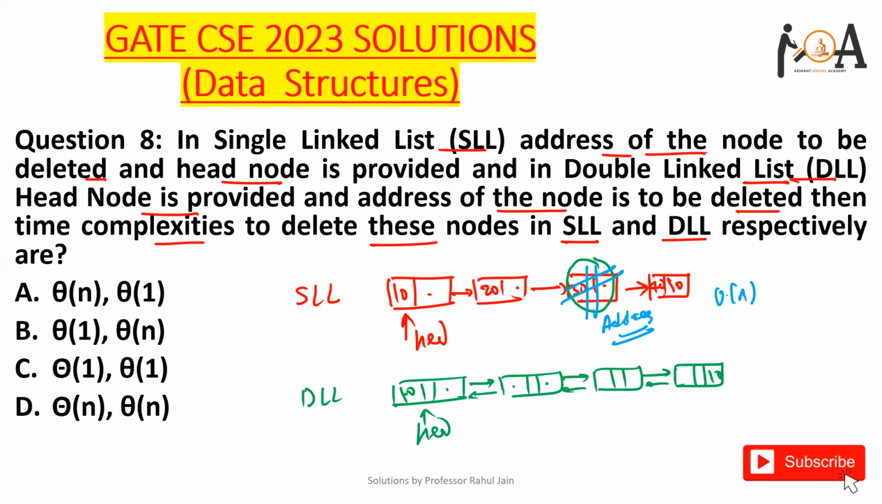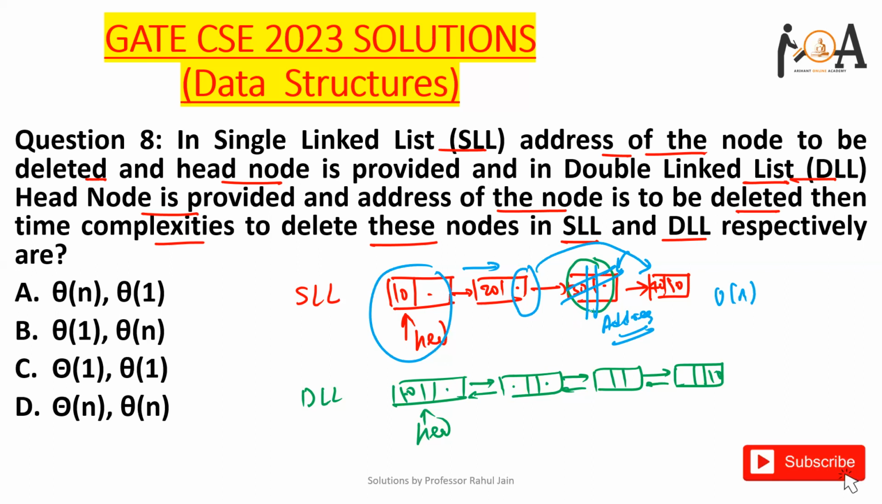Because we need to traverse the entire list starting from the head node to find the node with the given address. Let's say we have found our given address node here. Once the node is found, we need to update the next pointer of the previous node, isn't it? We need to make the previous node point to the next node of the current node, effectively deleting the current node.